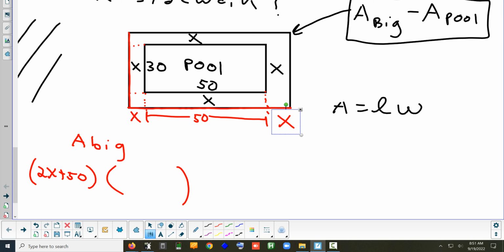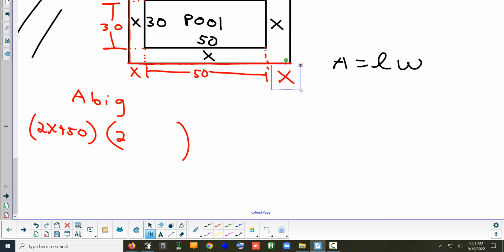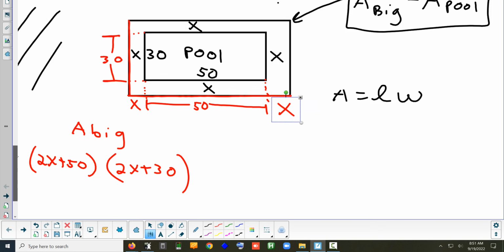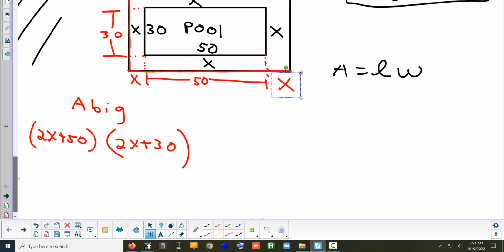We draw those lines over. This part is 30 from there to there. So does anyone think they could tell me what the whole width would be? Yep. 2x plus 30. So there's the area of the big rectangle minus the area of the pool.